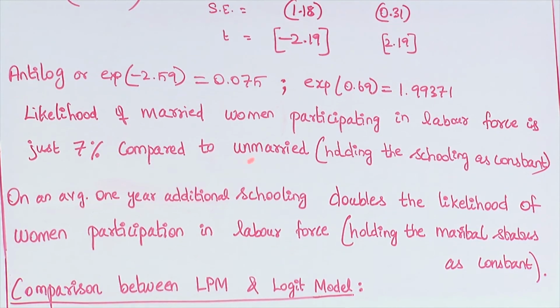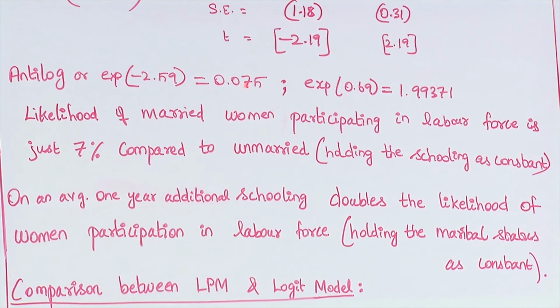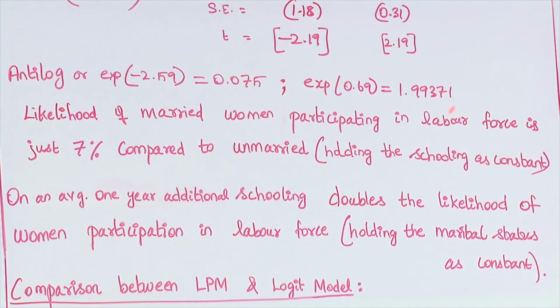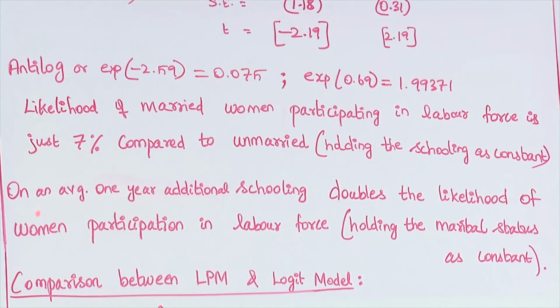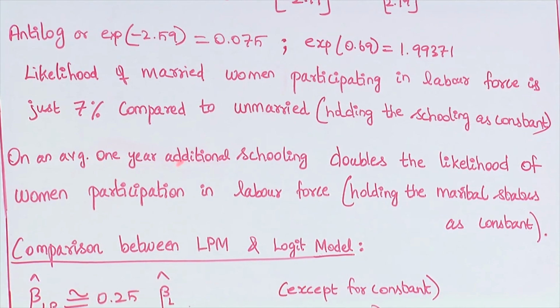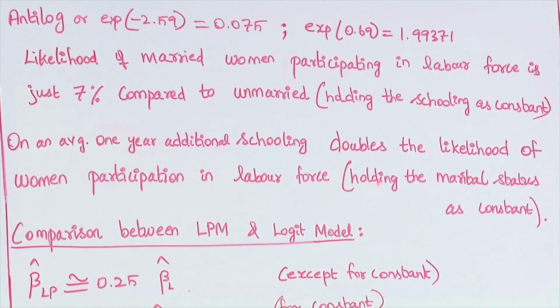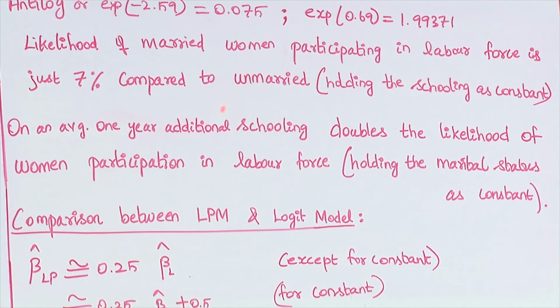Actually this is 0.075. If you take this as a percentage, it comes to around 7.5, so you can take it as 8%. So the likelihood of married women participating in the labor force is just 7 or 8% compared to the unmarried women, holding schooling constant. Similarly, the other coefficient can also be interpreted. On an average, 1 year of additional schooling doubles the likelihood of women participating in the labor force, holding marital status constant. This is how the coefficients are interpreted in the LOGIT model.